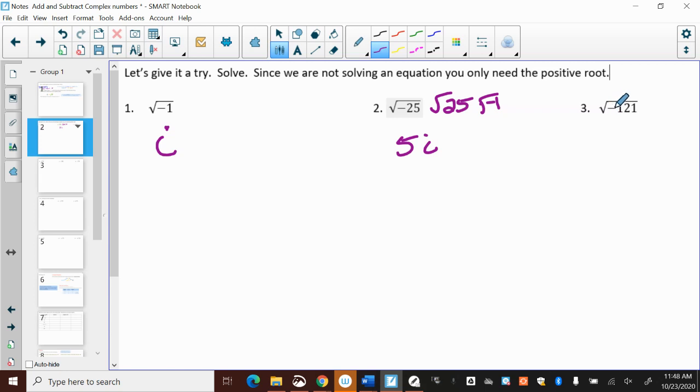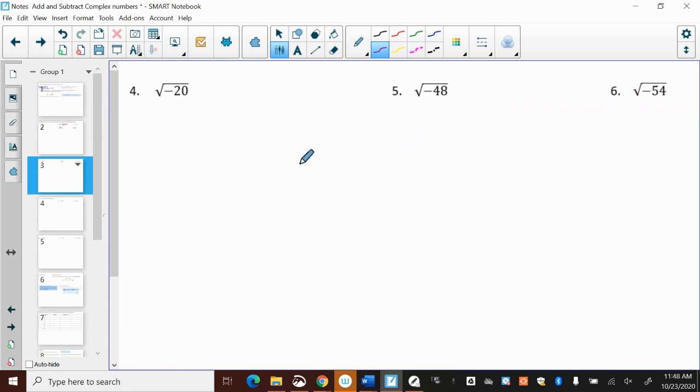Same thing here. If we're looking at this, you see the negative. I know the negative is going to require that i. And 121 is also a perfect square, so we get 11i. Sometimes you're going to have to simplify your radical some. 20 can be broken up into 4 and 5, 4 being the perfect square. So we take the square root of that, we get 2, but let's put the negative on this 4. So it's going to be 2i, and then we still have the square root of 5.